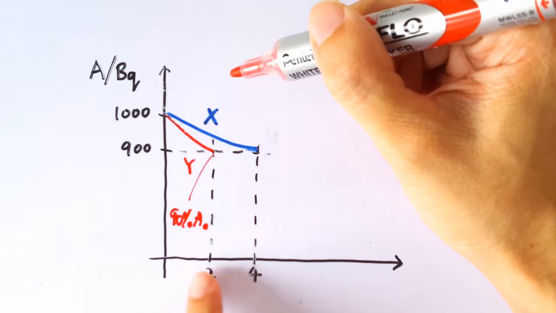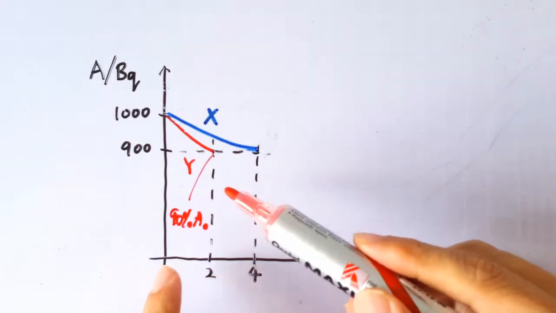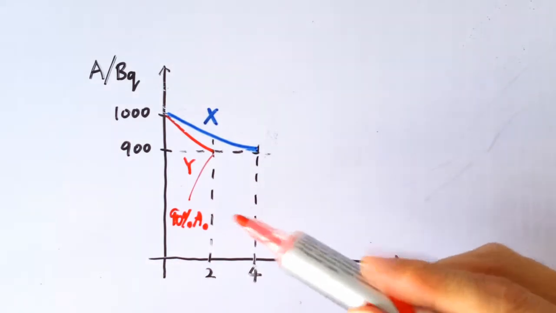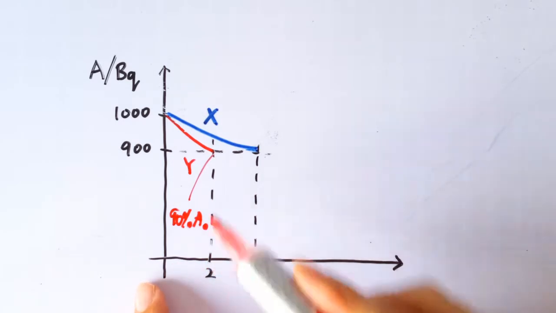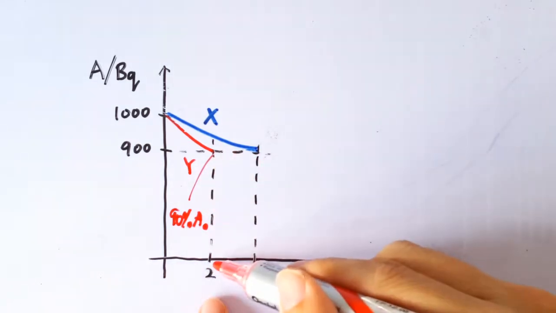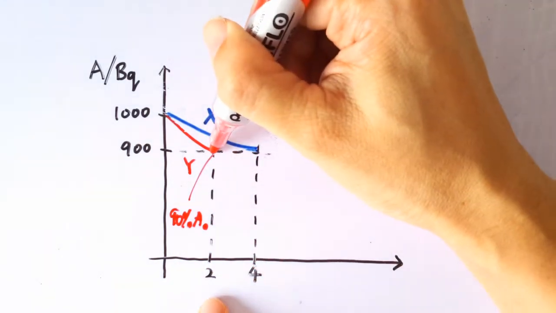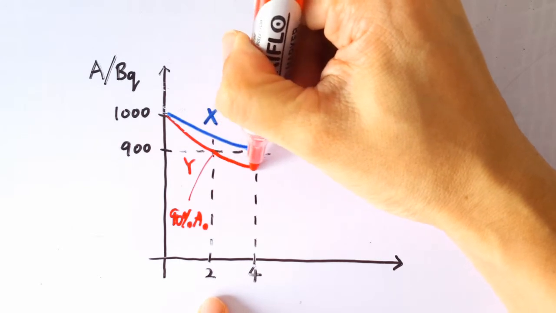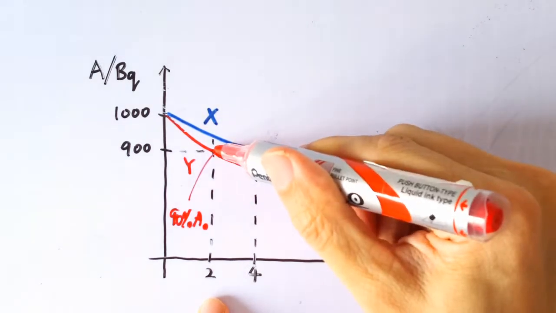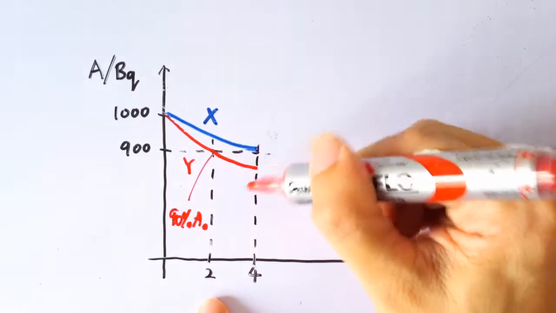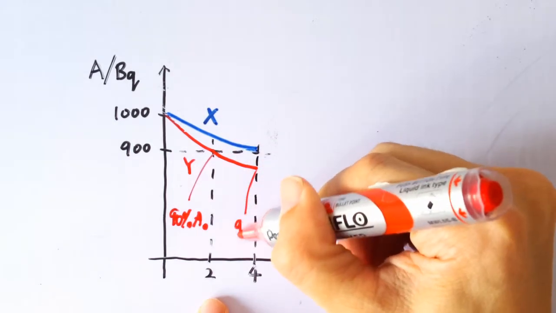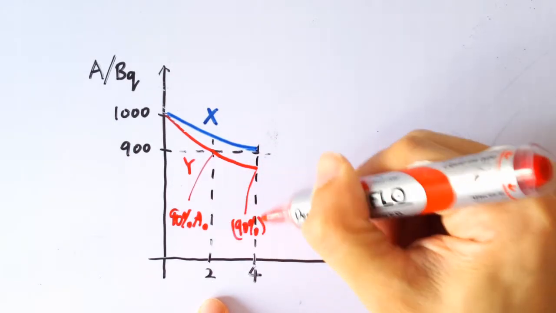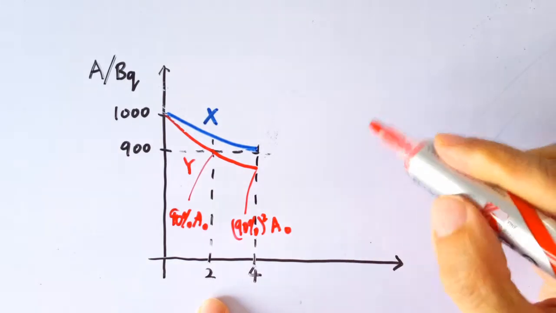This means that for the same duration of time, the fractional drop is the same. So if in 2 hours it has dropped 10%, then in another 2 hours, the activity is going to drop to 90% of what was here. So the activity here will be 90% times 90% of the initial activity.